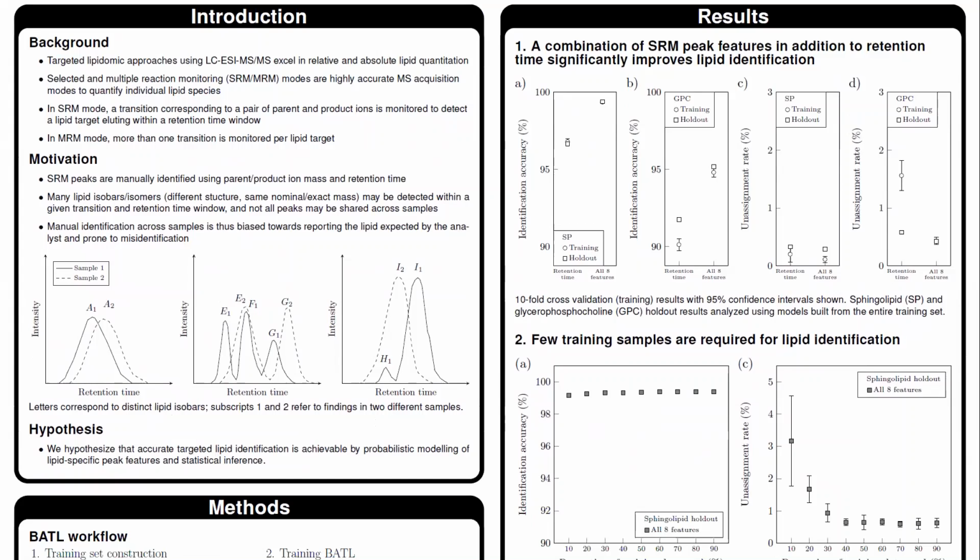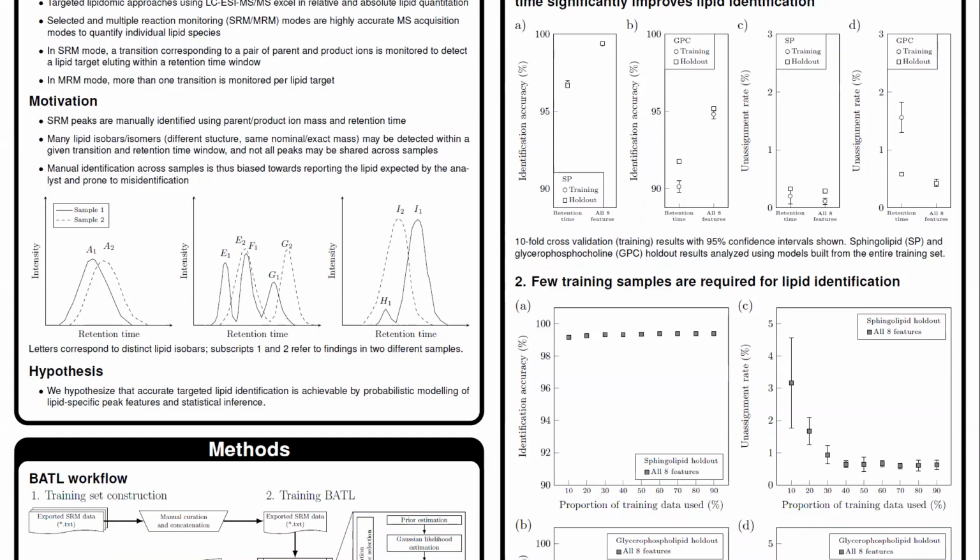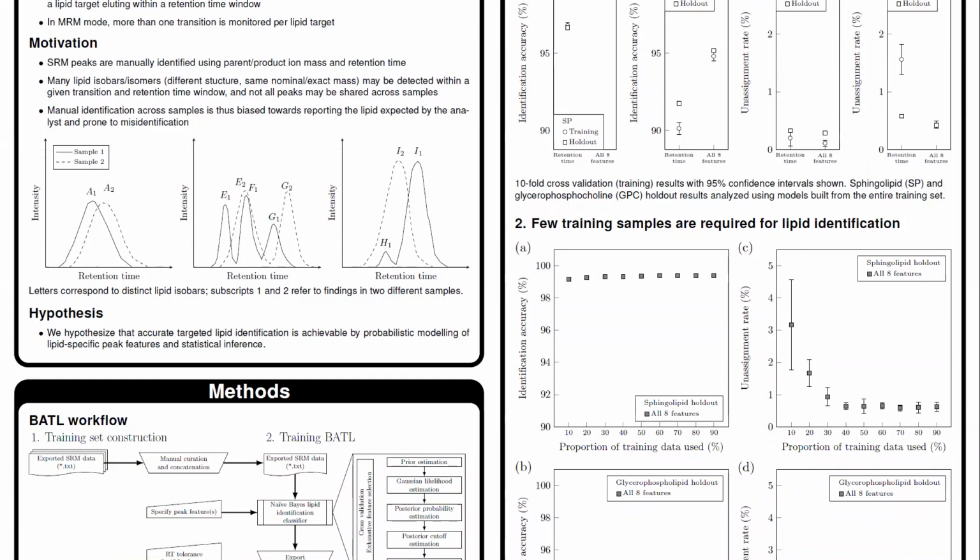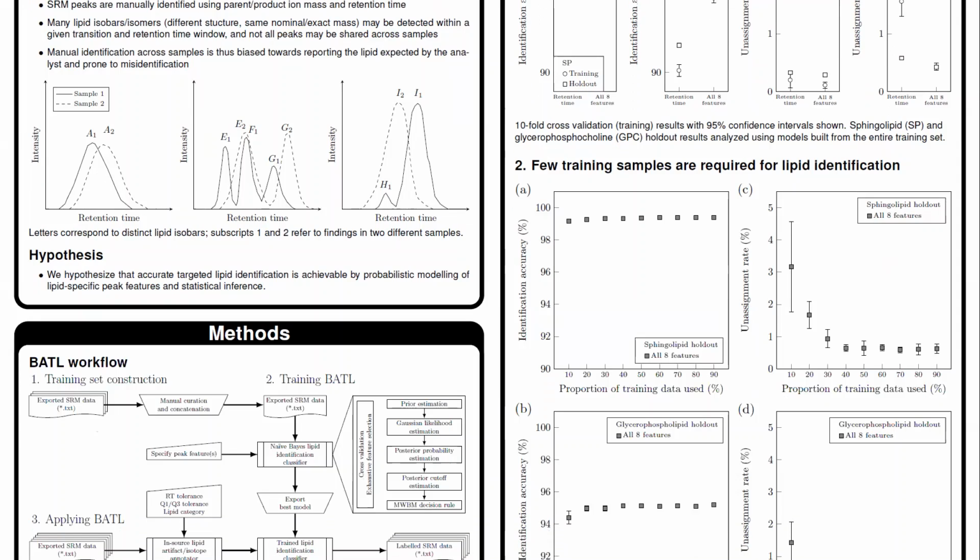Our first results showed that a combination of 8 SRM peak features in addition to retention time significantly improved lipid identification. Identification accuracy is defined as the proportion of correctly identified peaks over all detected peaks. These findings were validated by the holdout set, achieving approximately 95% identification accuracy or greater on either dataset. Furthermore, the unassignment rates using all 8 features were less than 1%, indicating well-calibrated posterior cutoffs.